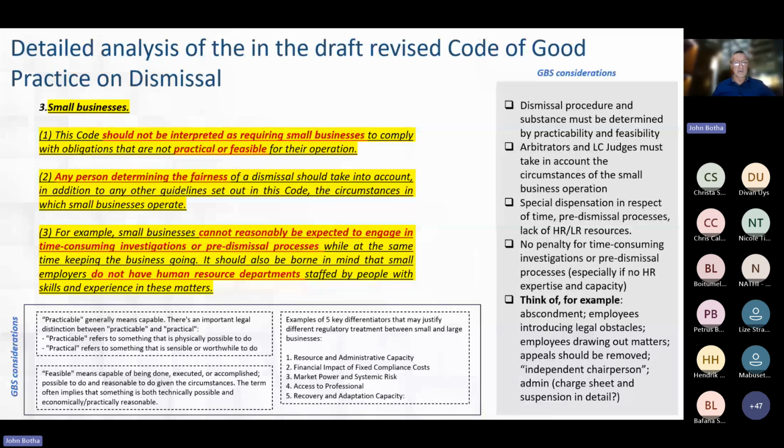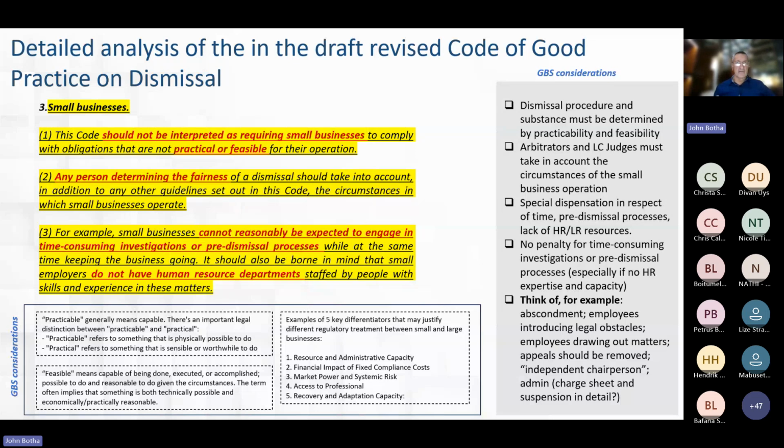And they're saying that small businesses are under pressure, more so than medium and large businesses. Any person determining the fairness of a dismissal must take into account the circumstances of the small business. In other words, a labor court, an arbitrator, and any other party adjudicating whether or not you dismiss someone fairly for misconduct, incapacity, or operational requirements, they've got to take a look at your business realities.